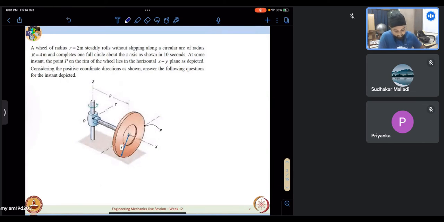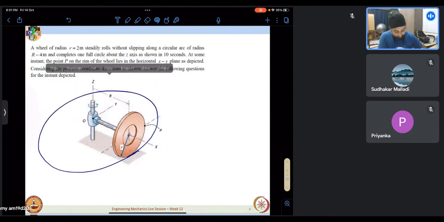A wheel of radius 2 meters. So we have a wheel which has a radius r equal to 2 meters, steadily rolls without slipping along a circular arc of radius R equal to 4 meters. So this R. Essentially it is moving like that. It is having a path like that and completes one full circle about the z-axis. This is the z-axis. About the z-axis as shown in 10 seconds.